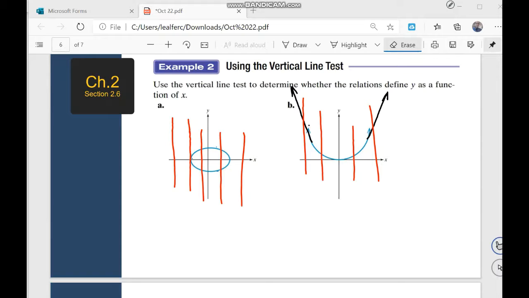If you find one, and you just need one line intersecting or crossing the graph in two points, then you can say this graph is not a function. Because for one x there are two y's, so not a function. But if you cannot figure out at all one line that intersects the graph in more than one point, just one, then yes, it is a function.